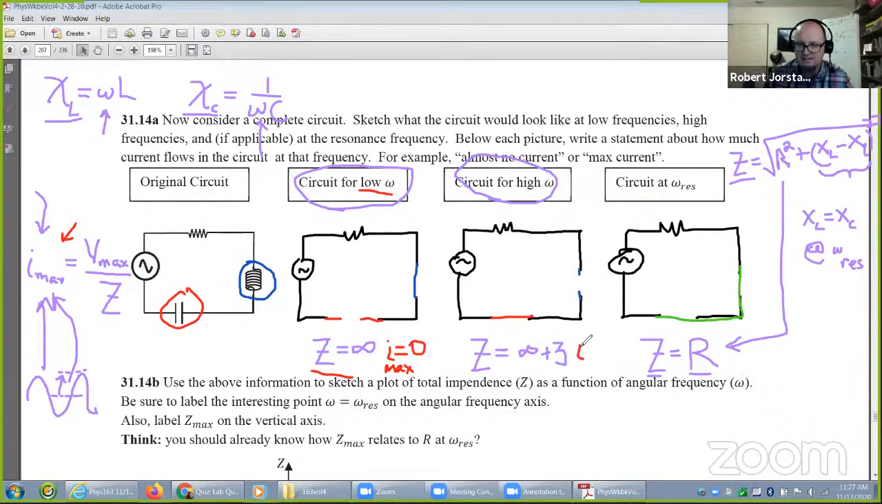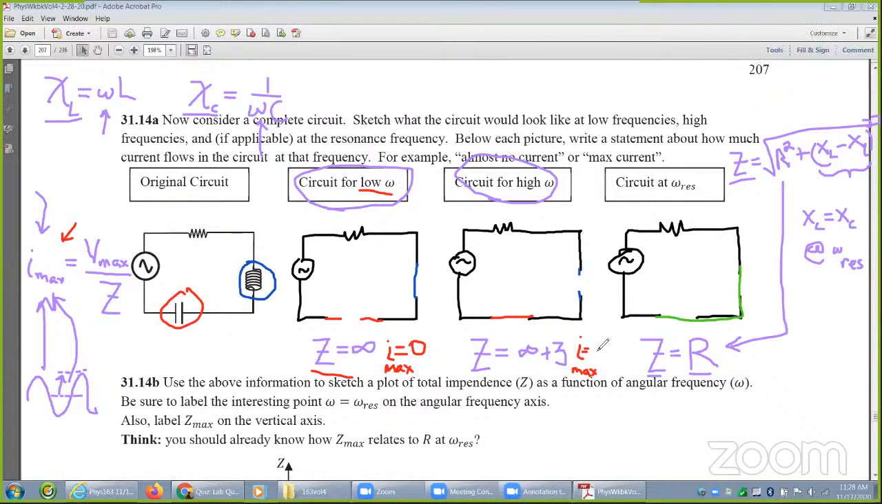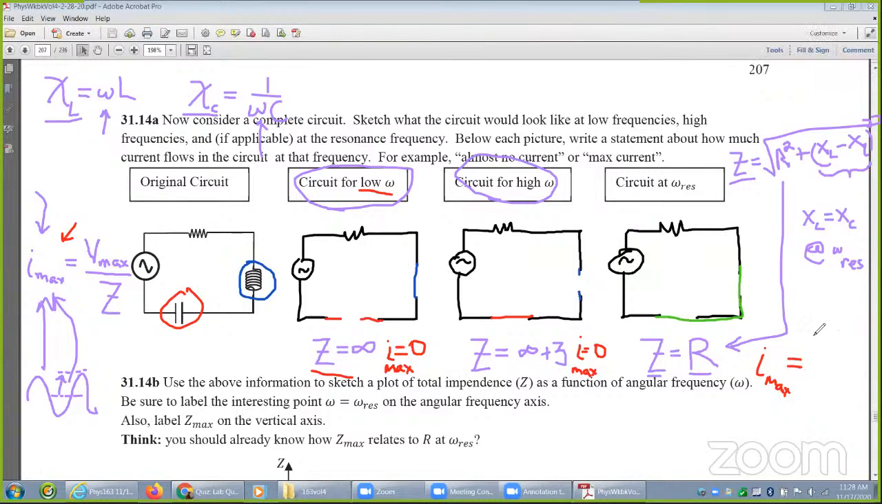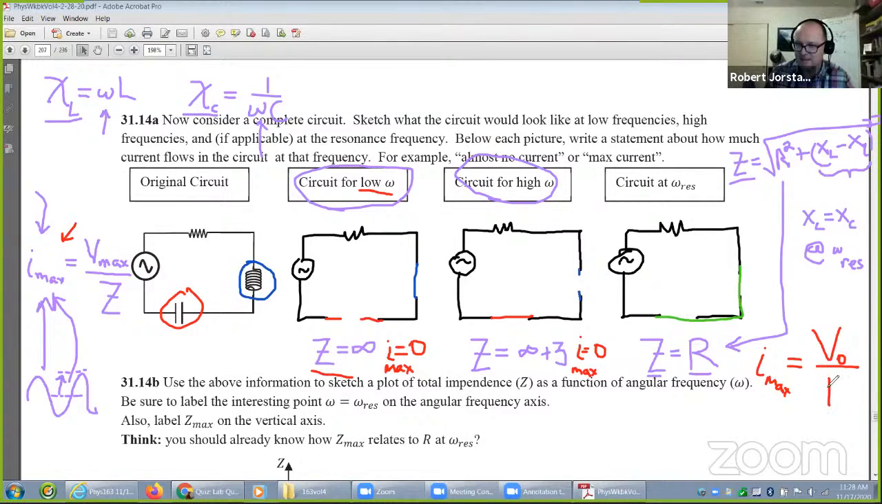How about in this case? What's the current amplitude if Z is still infinity? It's still 0. Yep. And then what is the current amplitude in this case? Yeah, just V over R. Exactly. And so in this case, Z happens to be R. I'll call this V max, since I've been calling it V max today.